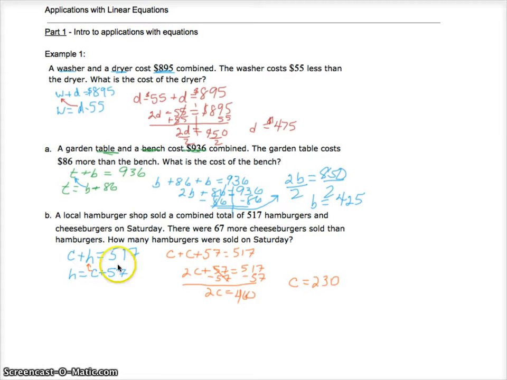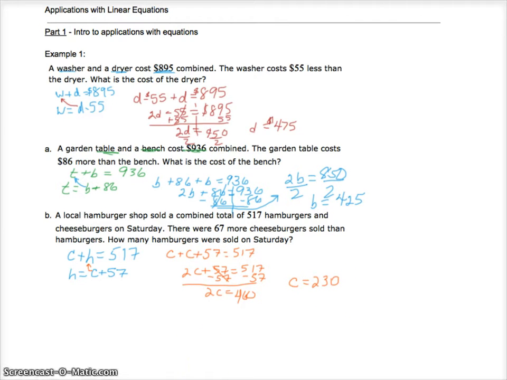Here's the worked out example. We should have set up the equation cheeseburgers plus hamburgers equals 517. There were 57 more cheeseburgers sold than hamburgers. So how many hamburgers were sold that day? So we'd write this equation: C plus 57 equals 517. Solve it down. Hamburgers should have been 230.